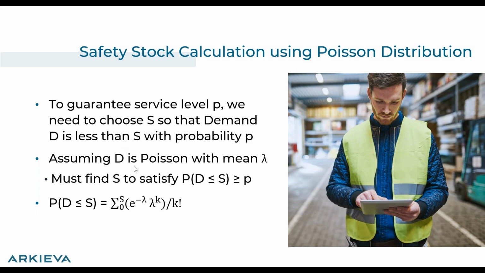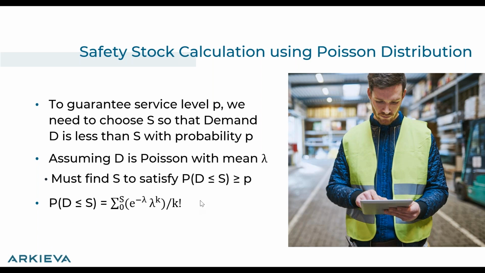So if the demand is Poisson distributed, then we can apply the formulas. If we assume that the demand D is a Poisson distribution with a mean of lambda, then we want to find the stock such that the probability of demand being less than or equal to that stock is greater than or equal to P, P being the service level.